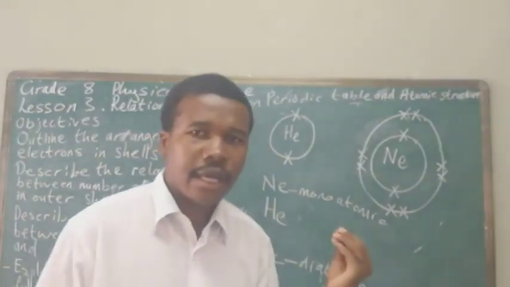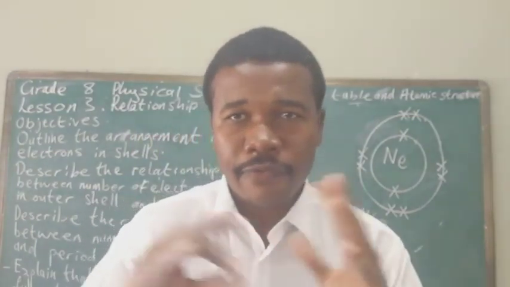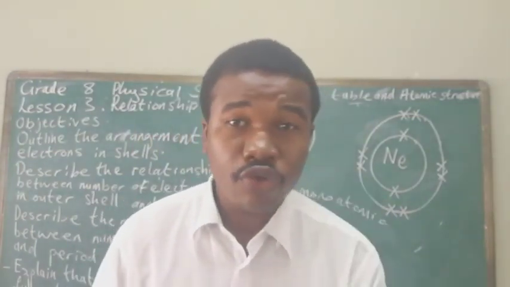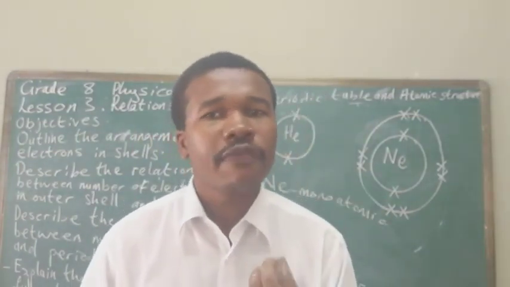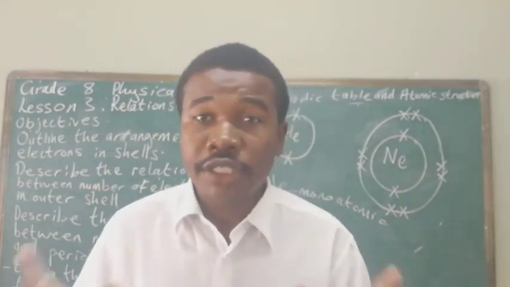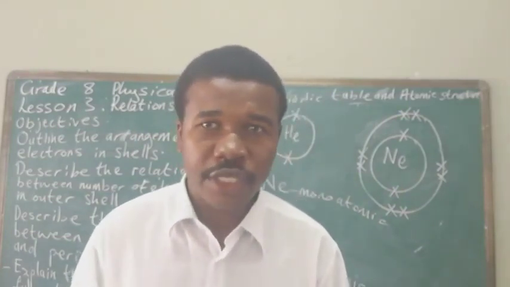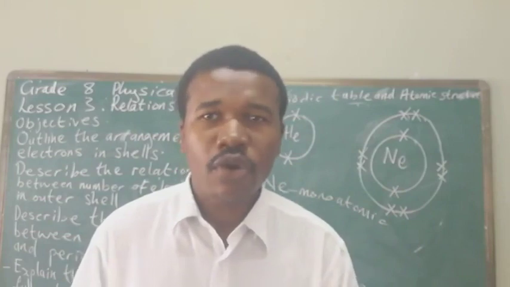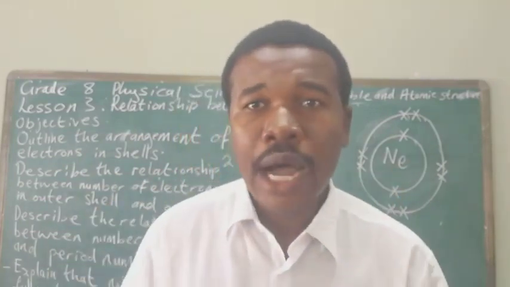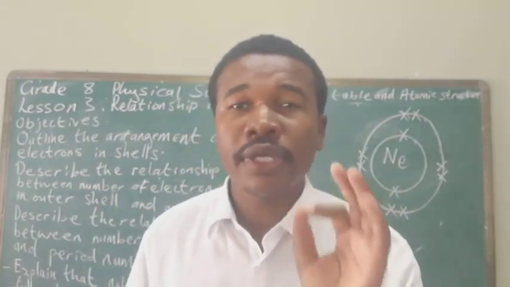Moving on, still talking about helium and neon. These noble gases have a full outer shell. They are found in group 8 of the periodic table. They have a full outer shell, and therefore they do not take part in covalent bonding because they already have a stable outer shell. In the next lesson, we'll be looking at bonding.